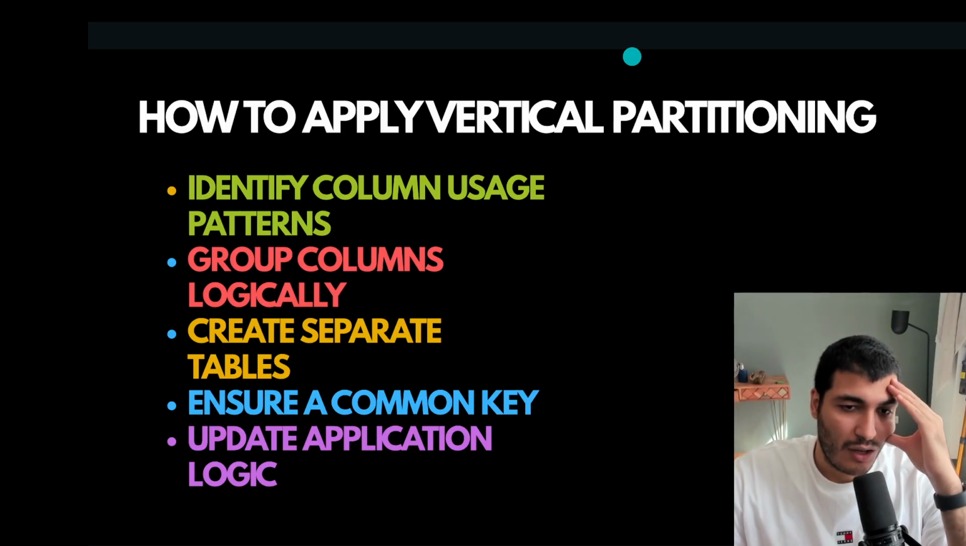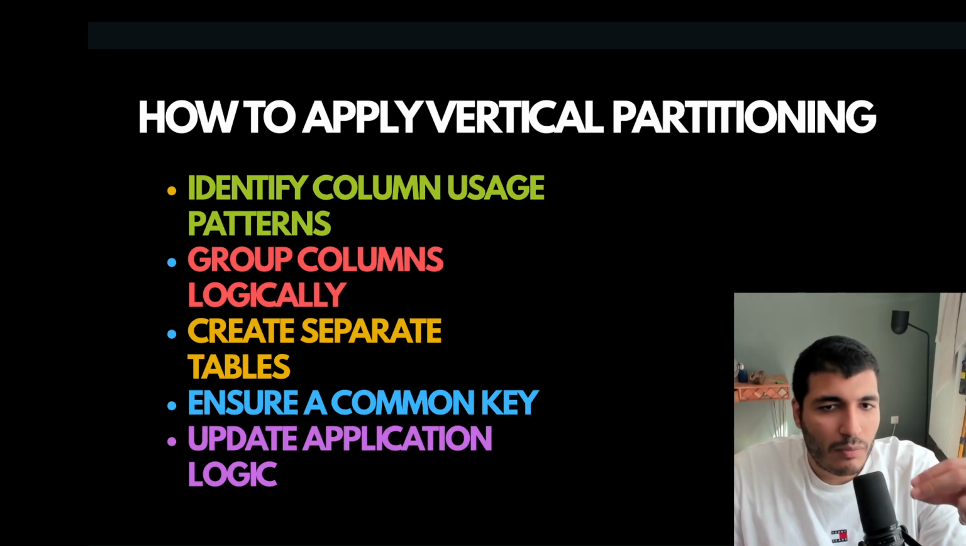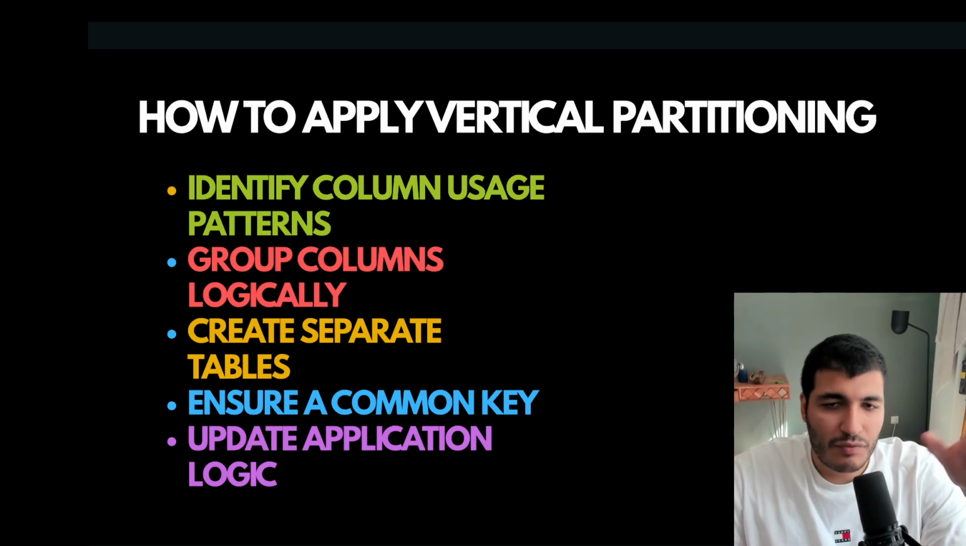optimization. Okay, how to apply it? First, you need to identify column usage patterns. The first crucial step is to analyze your application's queries. Use database monitoring and query analysis tools to understand which columns are accessed together frequently and which are rarely used.